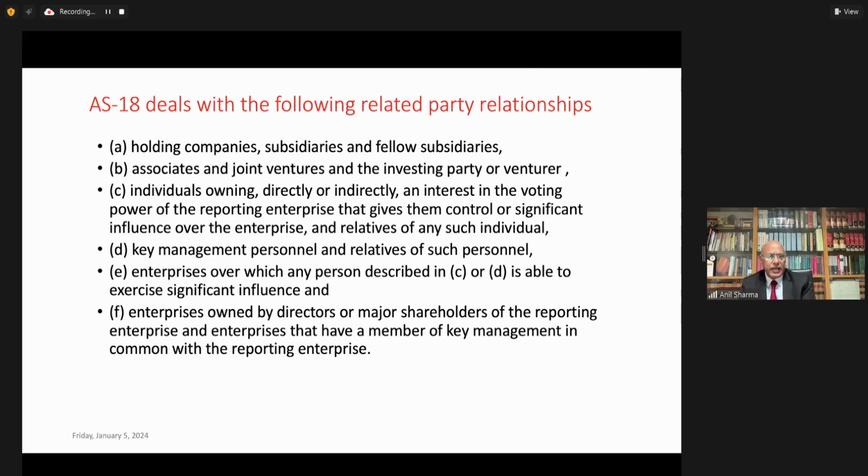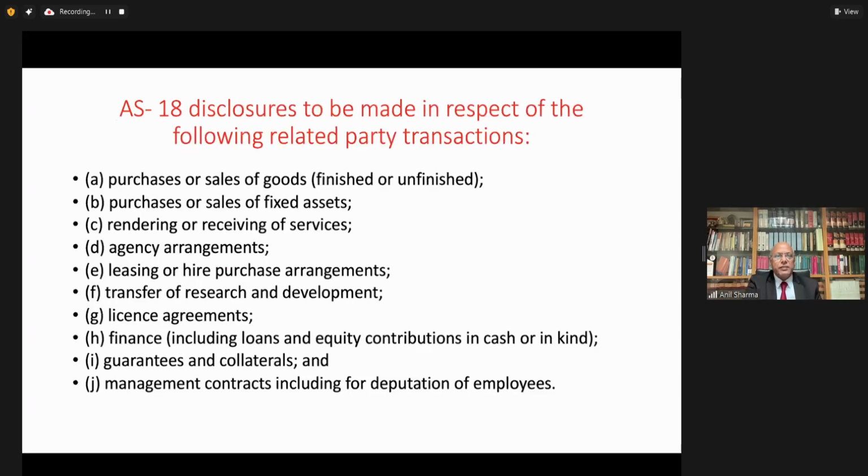Similarly, key managerial personnel and relatives of such personnel, and enterprises over which the holding company, subsidiary, associate, joint venture, or individuals who are defined as having control are able to exercise significant influence, those enterprises are also considered related party relationships, which require AS 18 disclosure. Then enterprises owned by directors or major shareholders of the reporting enterprise, and enterprises that have a member of key management in common with the reporting enterprise. So as per AS 18, these are the relationships.